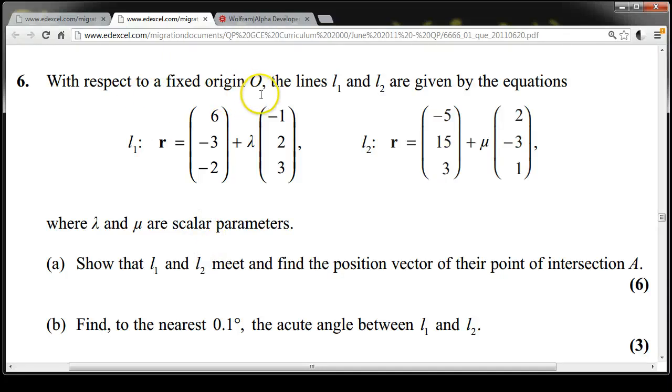With respect to a fixed origin O, the lines L1 and L2 are given by these equations here, where lambda and mu are scalar parameters. Show that L1 and L2 meet, and find the position vector of their point of intersection. Find, to the nearest 0.1 degree, the acute angle between L1 and L2.